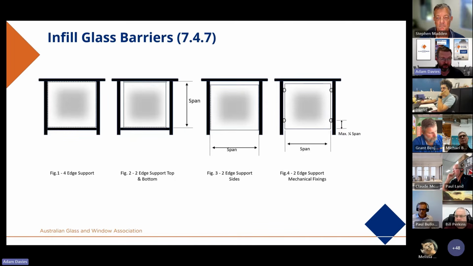We'll talk quickly about infill glass barriers. So this is covered in clause 7.4.7 of 1288. There are about four primary types, two are about the same. So there is four-edge supported, where the glass is engaged on all edges. There is two-edge support, where it's only either both the top and bottom edge or either side. And there's also mechanical fixing conditions where the glass can be clamped into place. Obviously, in these instances, the span is the shortest distance between the supports, or the shortest distance in the case of four-edge supported installations.